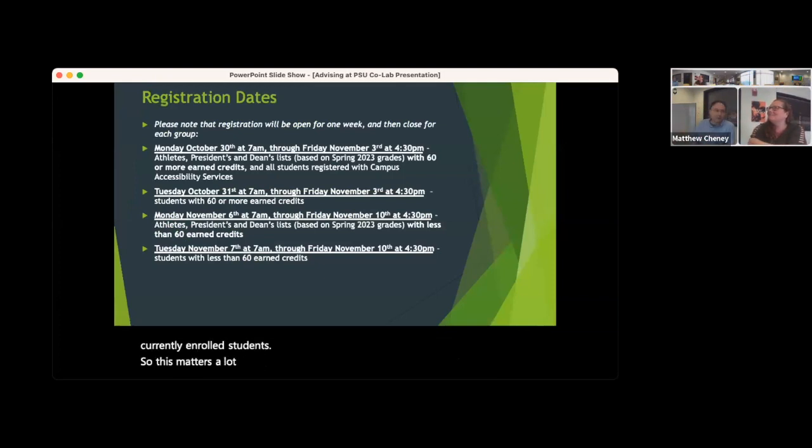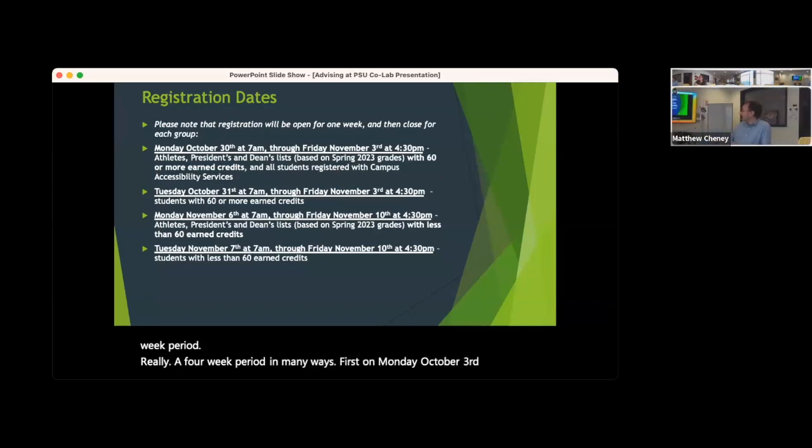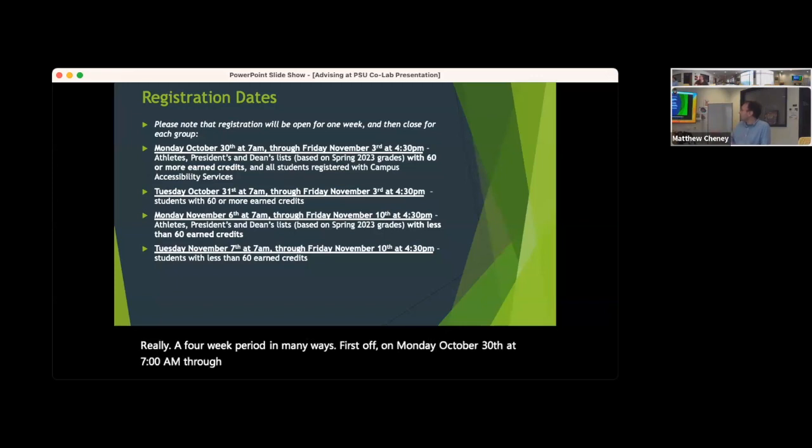So this matters a lot. Registration dates: we break things down over a three-week period, really a four-week period in many ways. First off, on Monday, October 30th at 7 a.m. through Friday, November 3rd at 4:30 p.m., all athletes, President's and Dean's list students, students with 60 or more earned credits, and all students registered with Campus Accessibility Services will be able to register.